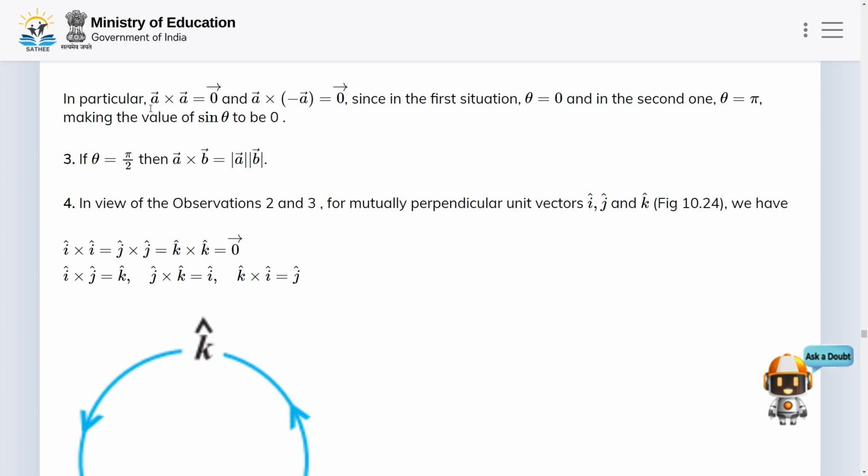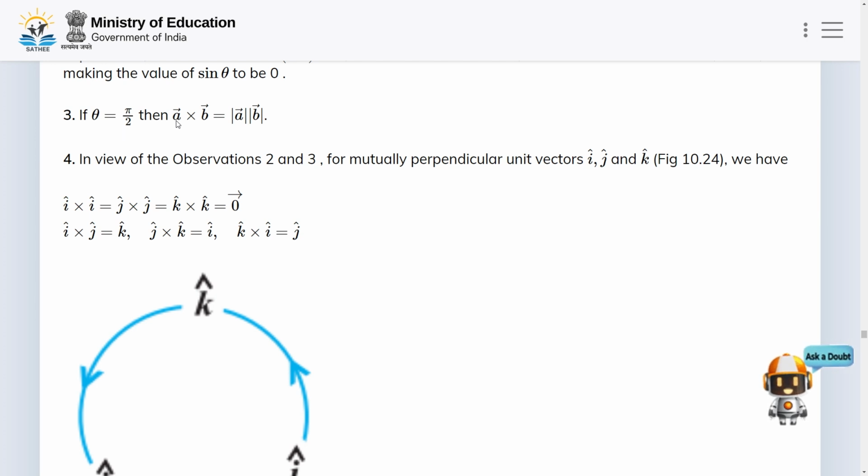Now in particular, if a vector is cross multiplied with itself, you will have the 0 vector as your output. Why? Because A and A itself make a parallel angle, or 0 angle. The same thing goes for minus A also. So A cross multiplied with minus A, you will have the 0 vector, as theta is 0 in the first case, and in the second, theta is pi. Now, if theta is pi by 2, this means the cross product of A and B will be just the product of the magnitudes of A and B.